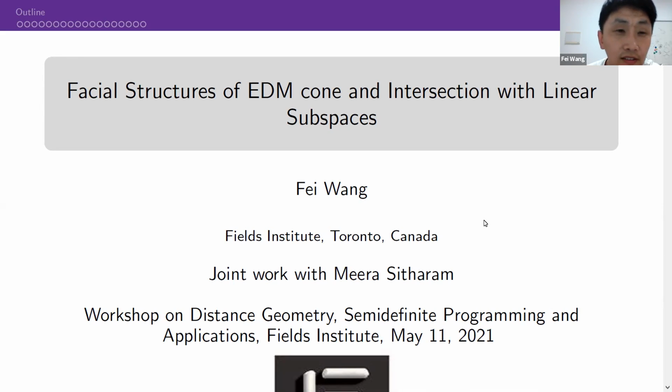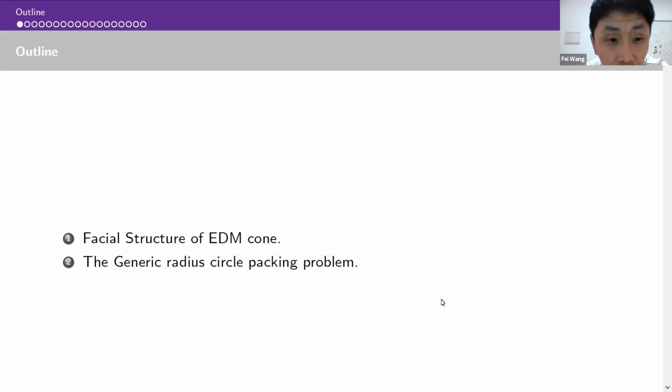So the title of my talk is facial structure of the EDM cone and the intersection of a linear subspace. This is joint work with Dr. Mira Cesaro. The talk is divided into two parts. The first part is about some theorems about the facial structure of the EDM cone. The second part is about the generic radius circle packing problem.